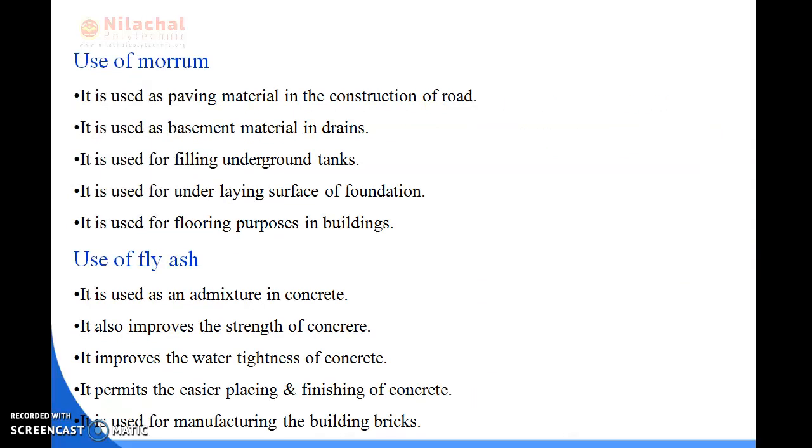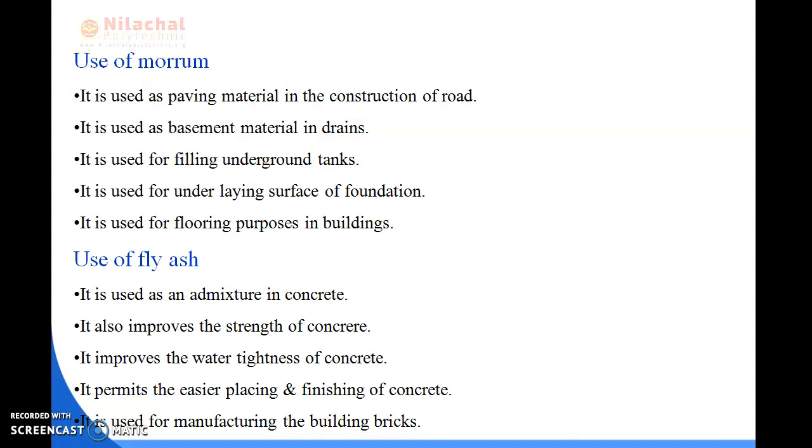So next is the usage of moram. Moram is one type of material, and it is used as a paving material in the construction of roads. It is used as basement material in drains. It is used for filling underground tanks. It is used for underlaying the surface of foundations. It is used for flooring purposes in buildings. These are the uses of moram.